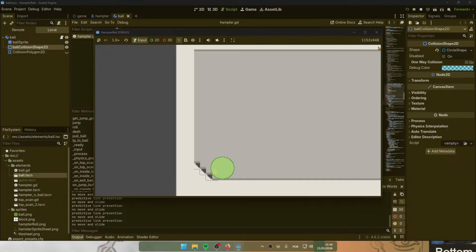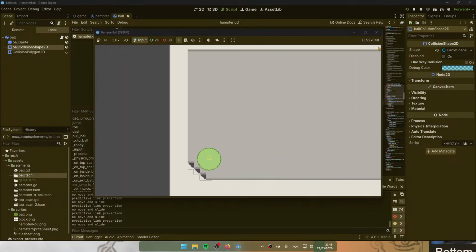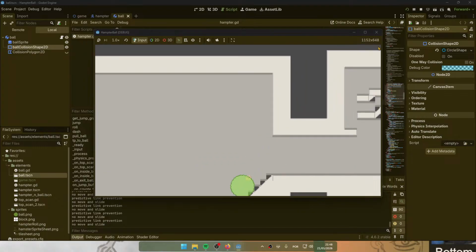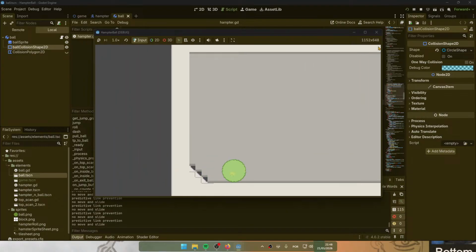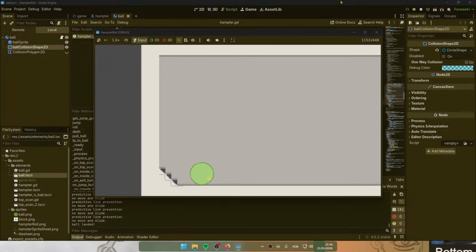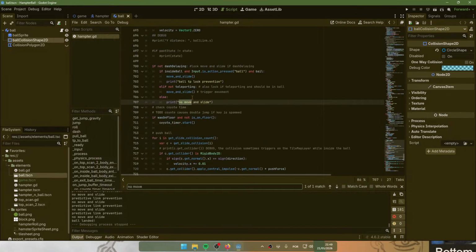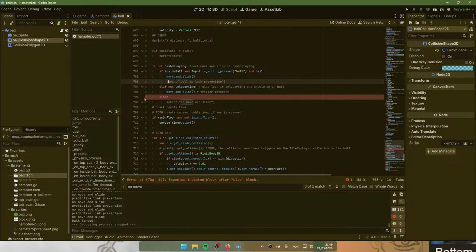Oh, it's glitching. Wait, that's not bad actually. What the fuck? Oh, I had to talk to him, didn't I? Alright, so let's remove the no movement slide check. Multi-pillar prevention 2. What did I already say?